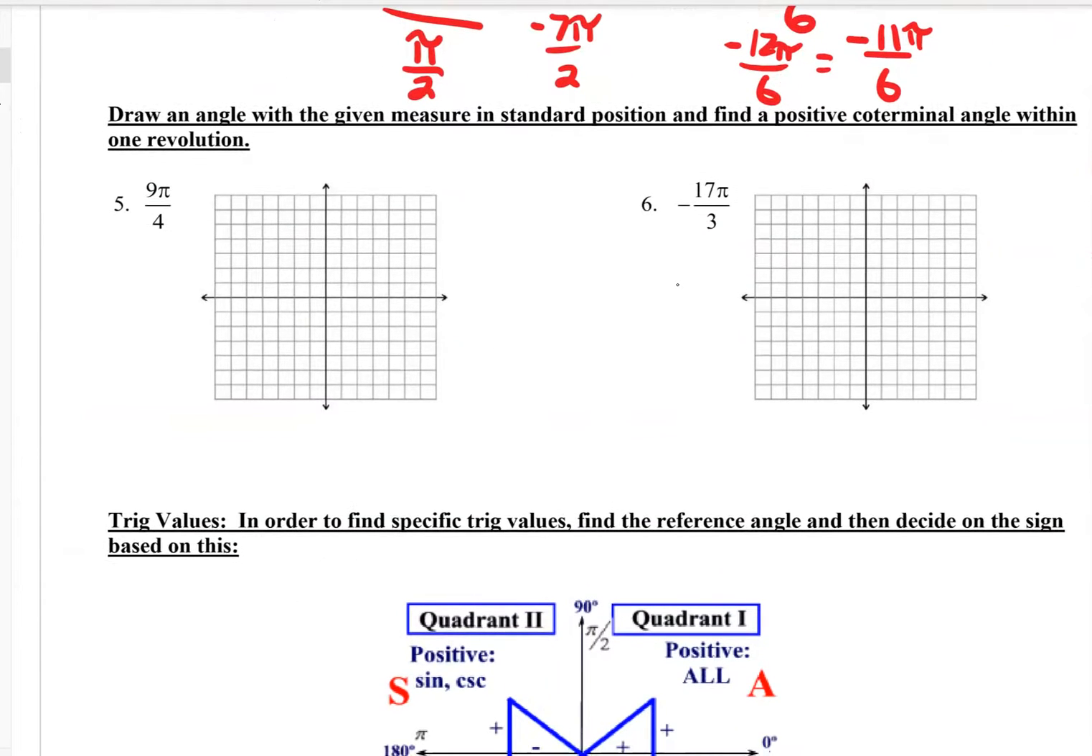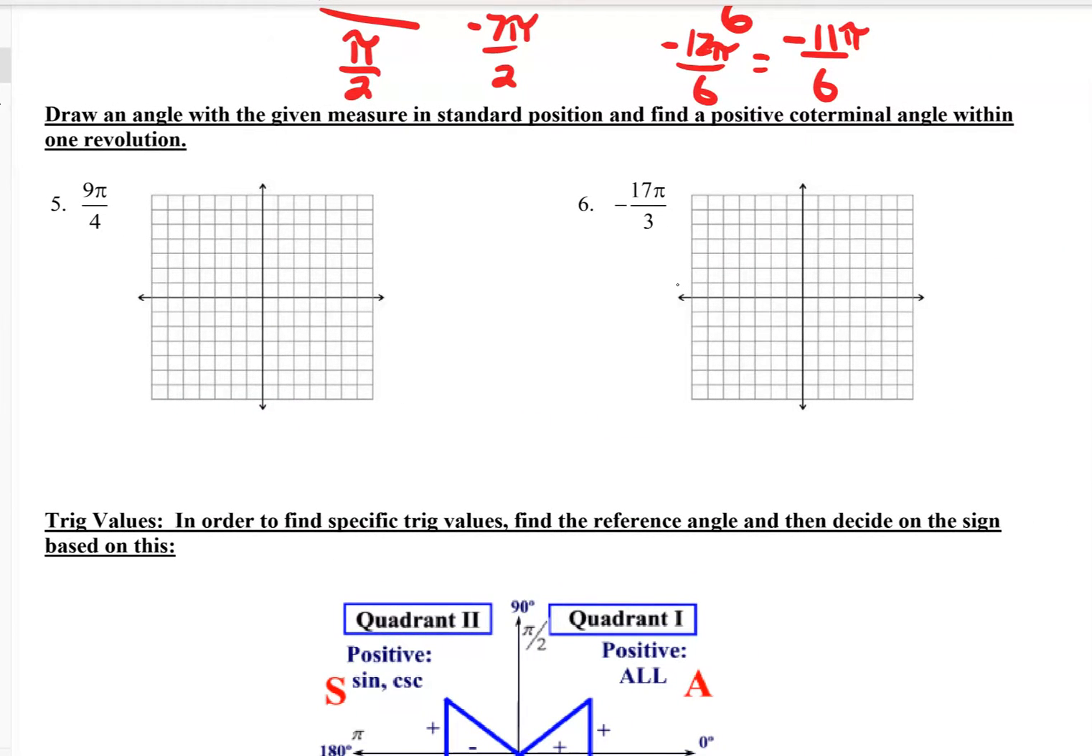Draw an angle with the given measure in standard position and find a positive coterminal angle within 1 revolution. So 9 pi over 4. First, what we know is 8/4 pi would be 2 pi. So really I have 2 pi plus another pi over 4. That means we would go all the way around the circle once. I won't draw that. But then we come up to pi over 4, or 45 degrees, when we subtract 8/4 pi.